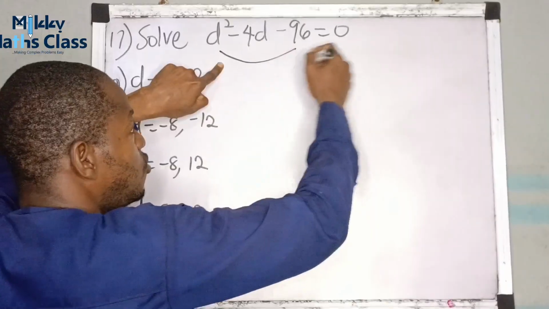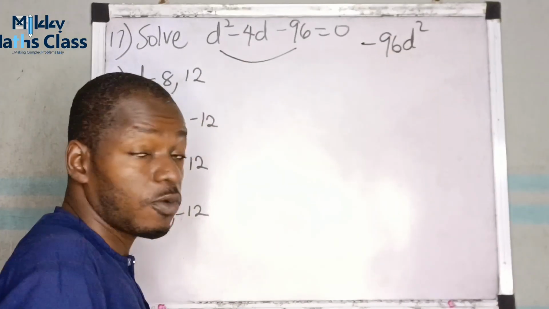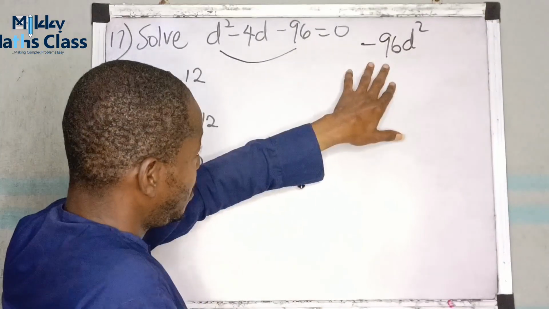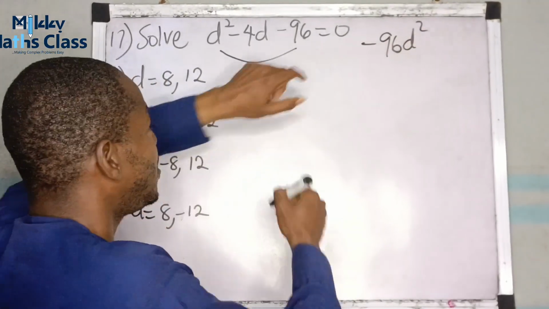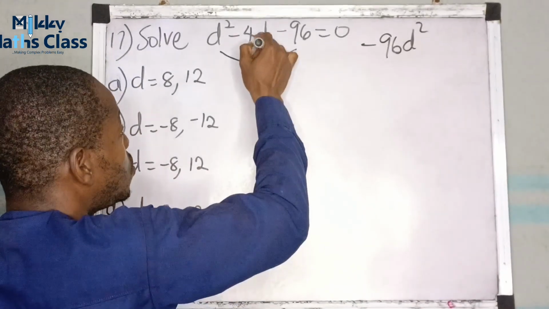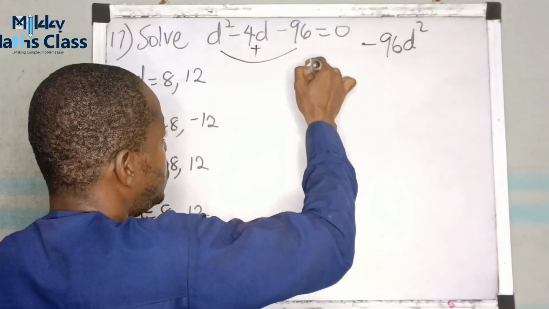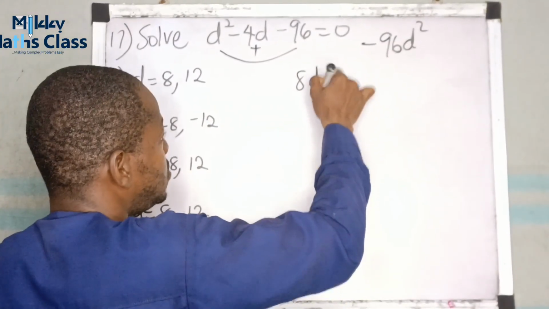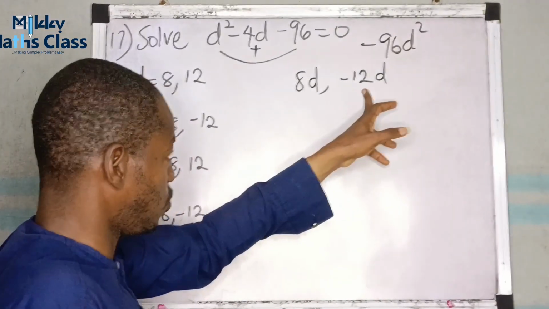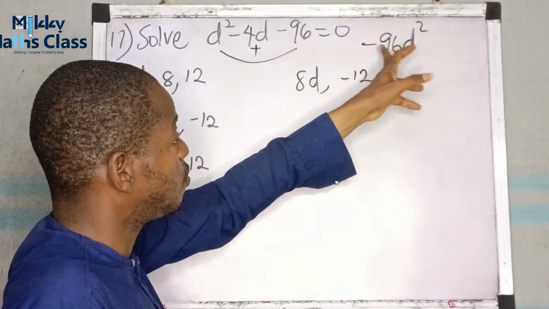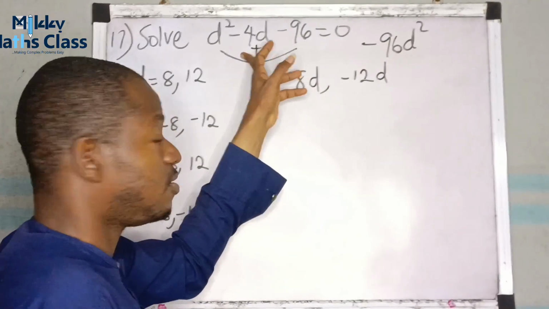Negative 96 times d squared, that's negative 96d squared. Now look for two factors such that when I multiply them, I will get negative 96d squared, and when I add them together, I will get what is in the middle, that's negative 4d. And the two factors are 8d and negative 12d. So 8 times negative 12 will give us negative 96. When I add these two together, I will get negative 4d.